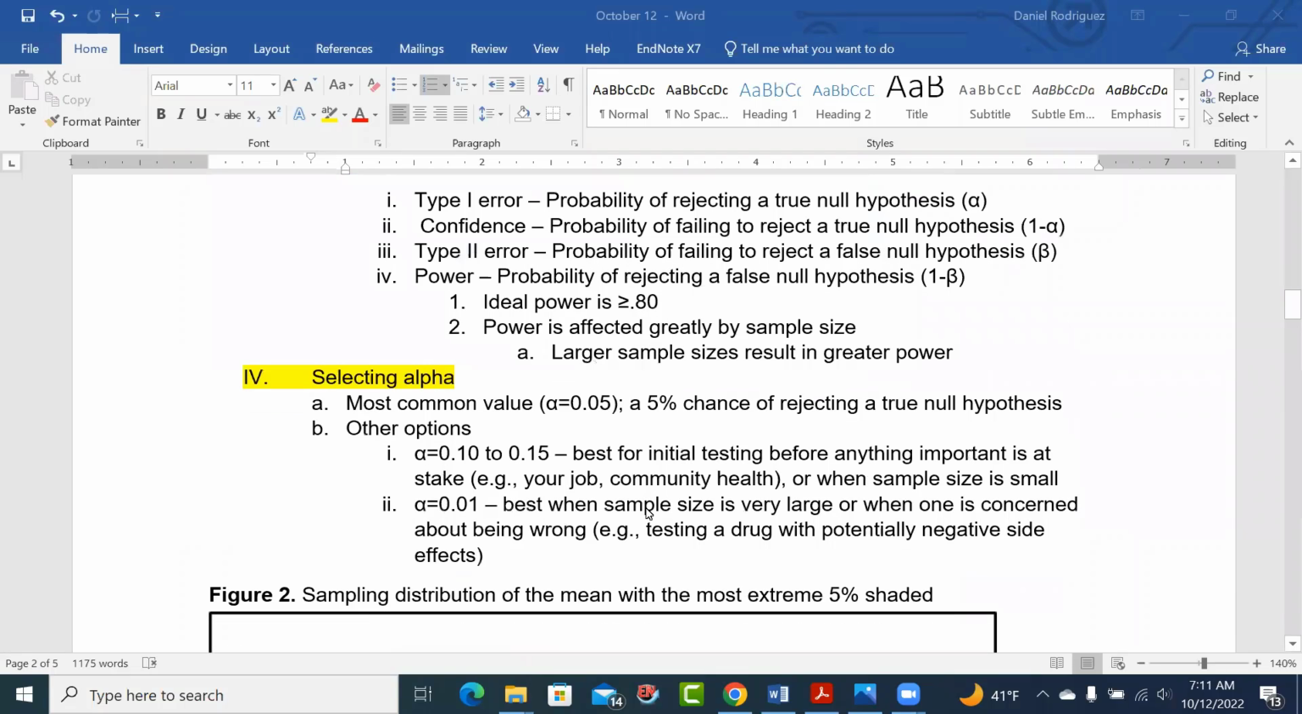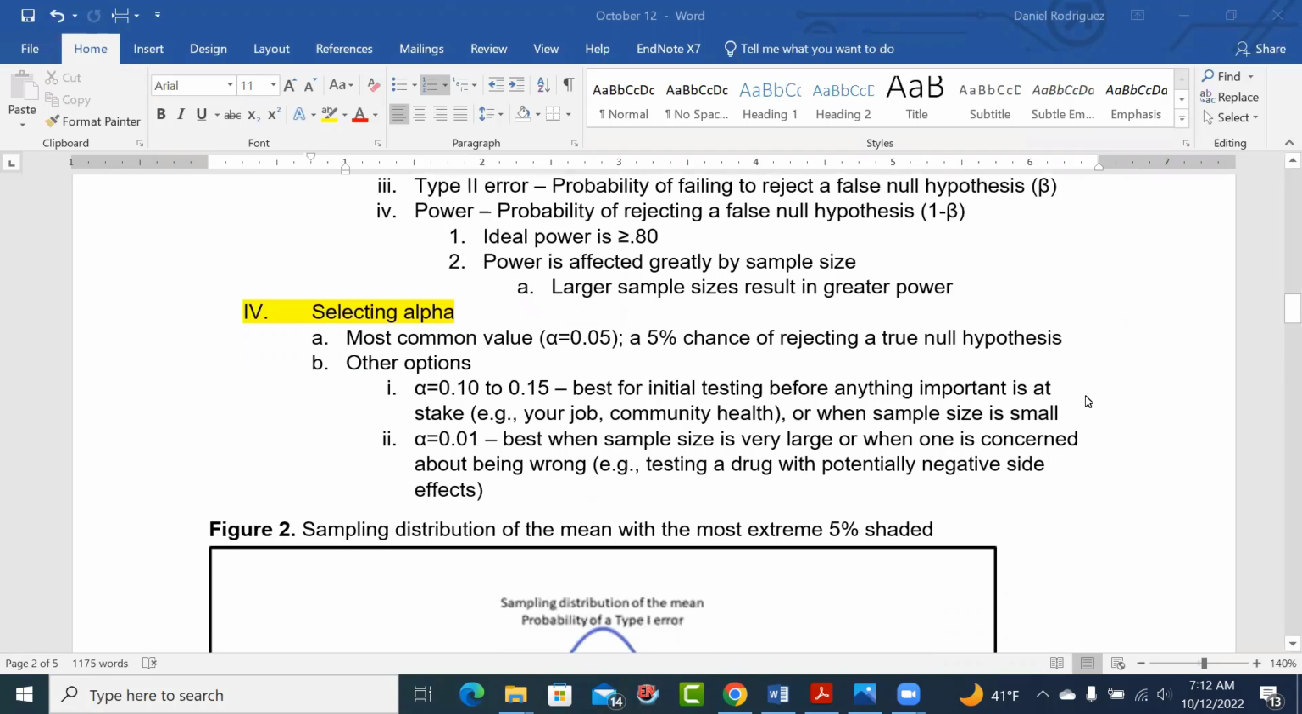So I mentioned alpha is the probability of a false positive result. And I mentioned that the most common value for alpha is 0.05, which represents a 5% chance of a false positive result, or a 5% chance of rejecting the true null hypothesis. That's equivalent to a false positive result, because if the null hypothesis is true and you reject it, that's a mistake.